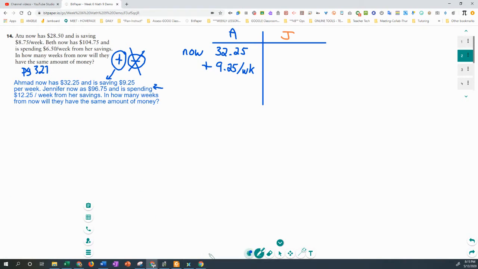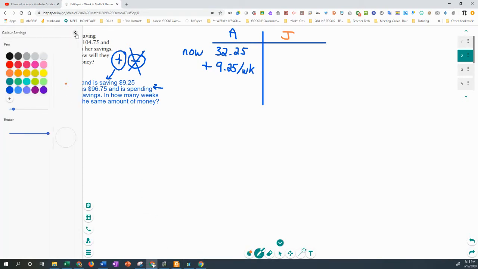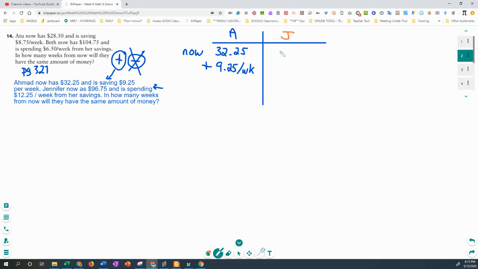Now, on the other hand, let's forget Ahmed. Let's talk about Jennifer. On the other hand, Jennifer has, woohoo, right now, Jennifer has $96.75. Okay? And again, she's starting with a fixed constant amount. All right? That's where it is. That's the no matter what number. No matter what, at the start, at the beginning, we're not talking about the future. Right now, she has $96.75. That's not changing.